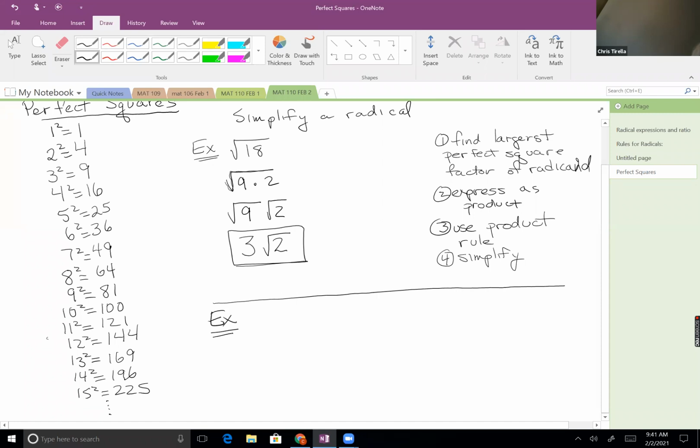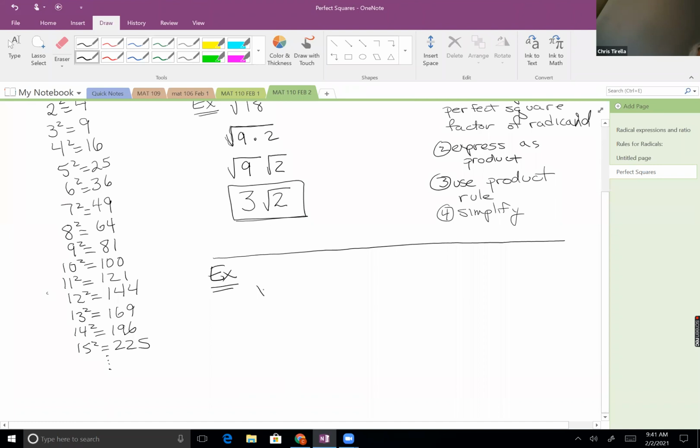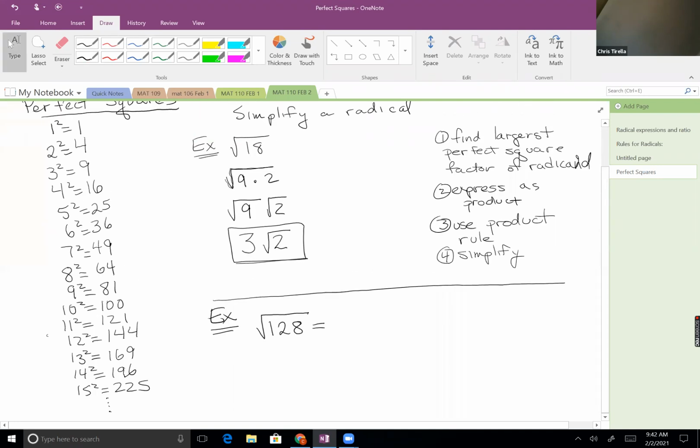So let's look at a couple more examples. Next example, let's say we want to simplify the square root of 128. Well, I'm looking at that long list of perfect squares. Can anybody see one that goes into 128 evenly? I'm waiting. If you're not sure, go look at the list. First candidate is 121. That doesn't go in evenly. 100 doesn't go in evenly. I don't think 81 goes in evenly. But how about 64? Does 64 go into 128 evenly? Yeah, that's 64 times 2.